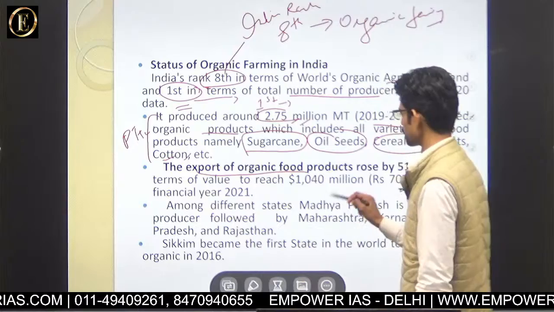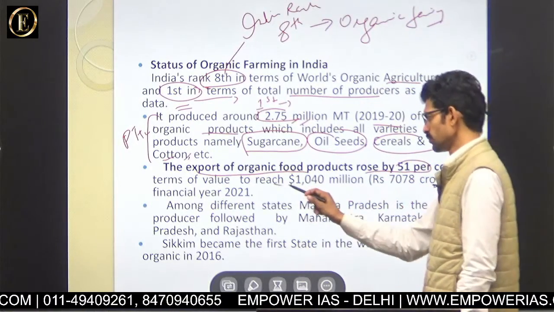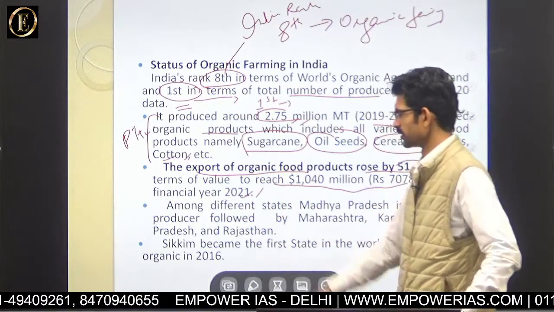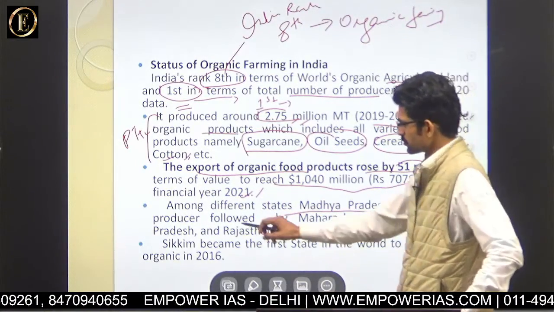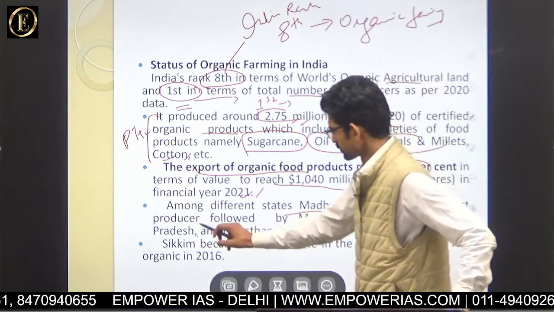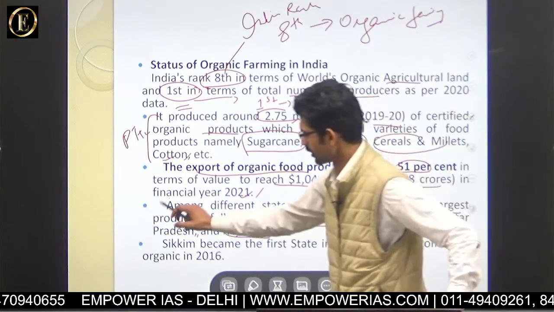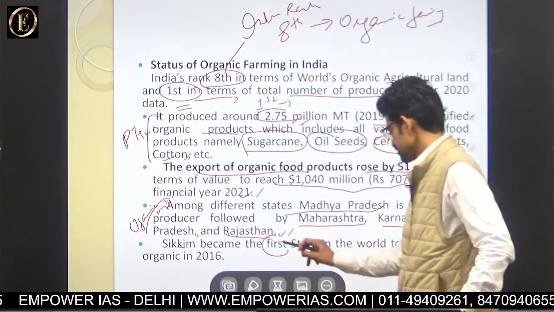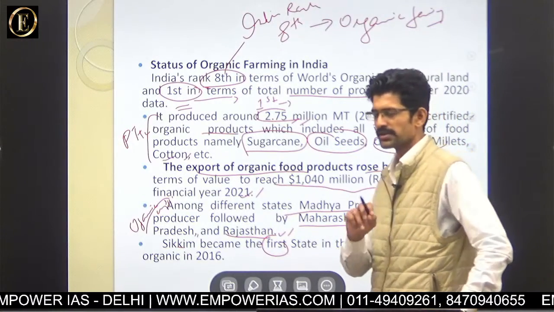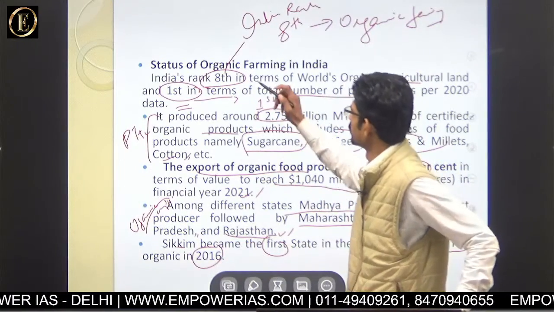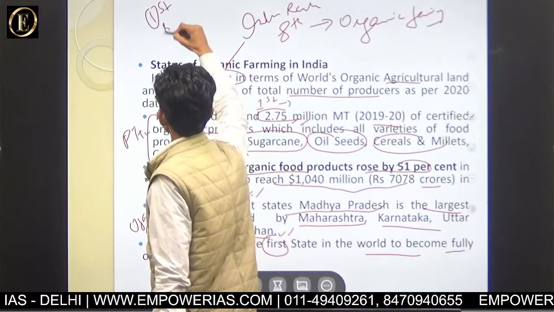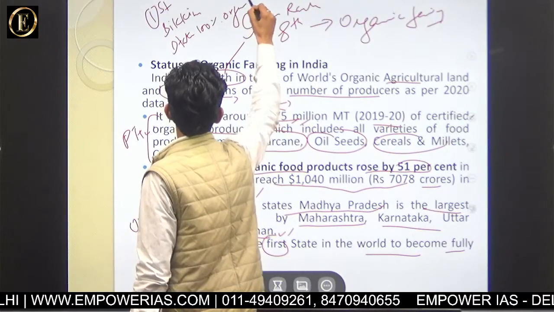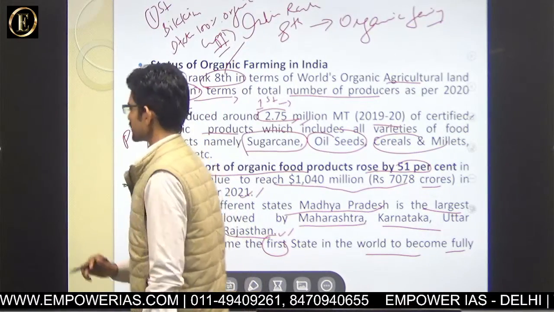The export of organic food products rose by 51% to reach a value of 1040 million, 7,078 crore in the financial year 2021. Among different states, Madhya Pradesh is the largest producer, followed by Maharashtra, Karnataka, Uttar Pradesh and Rajasthan. These states are highly cultivating organic crops. Then Sikkim has become the first state in the world to become fully organic by 2016. So for the world knowledge, India has Sikkim as the state with 100% organic cropping. Remember this data for your prelims as well as mains point of view.